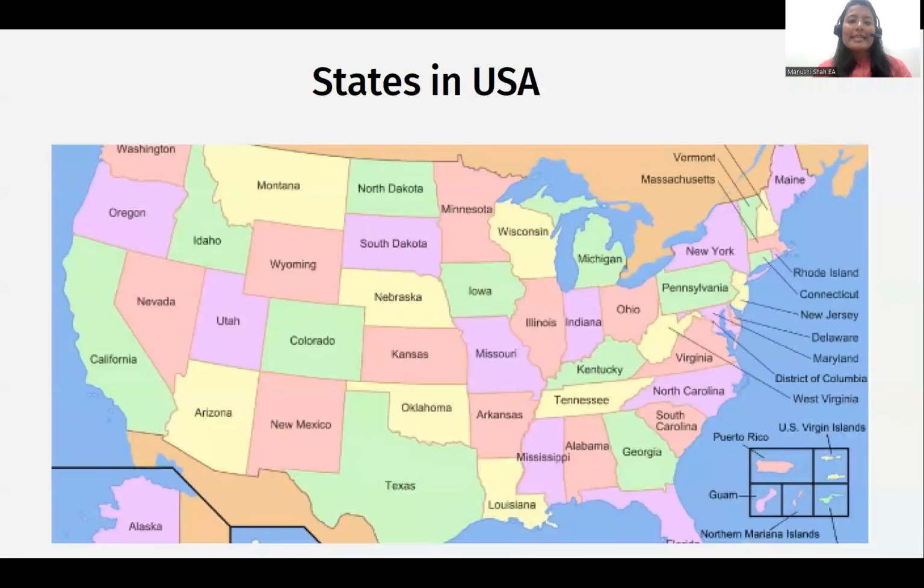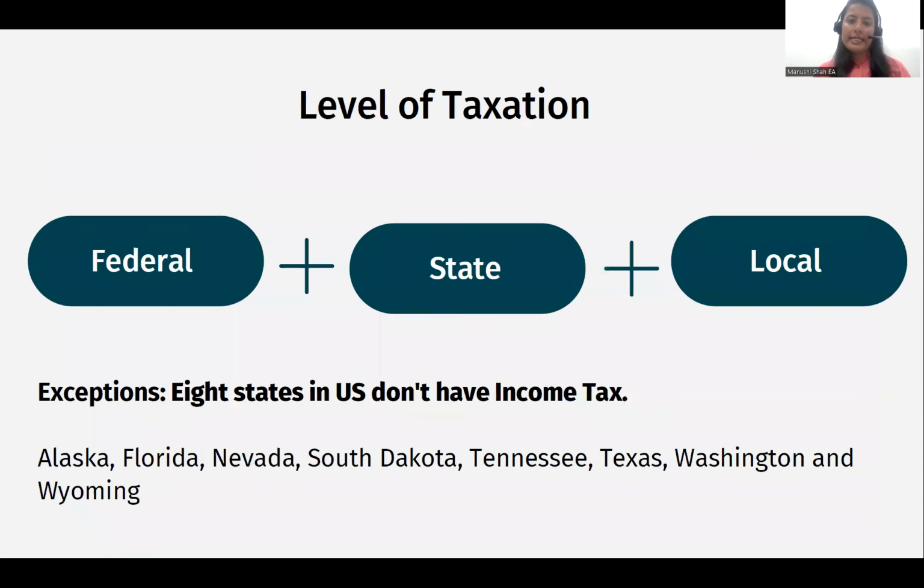Why are the states given in the US chart? You must have a question, right? So let's try to understand why I have put this. In the United States, we have a 3-level taxation system: federal, state, and local. In India, we just need to file our income tax return with the income tax department. That's it.